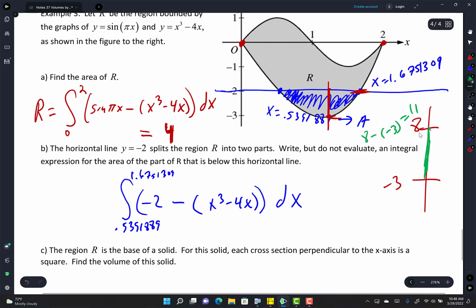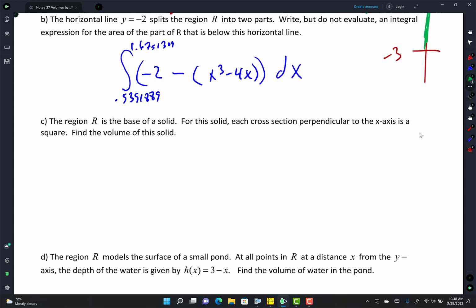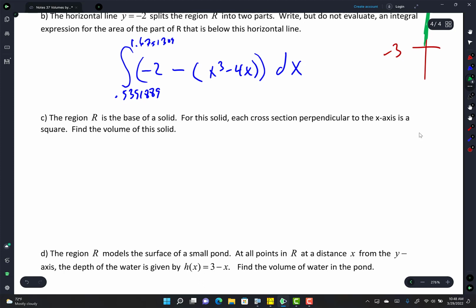Okay. All right, letter C. Let's see if you guys just learned what, I know we just learned it really quick. Take 2 minutes, see if you guys can do it.